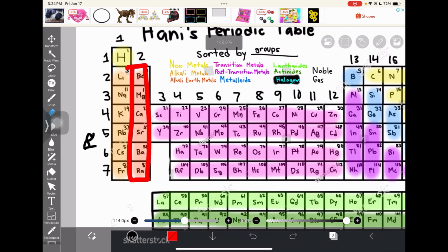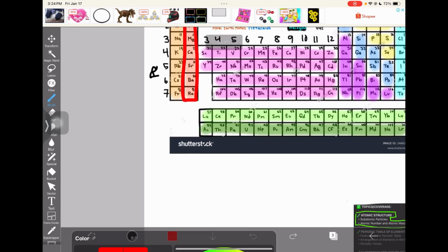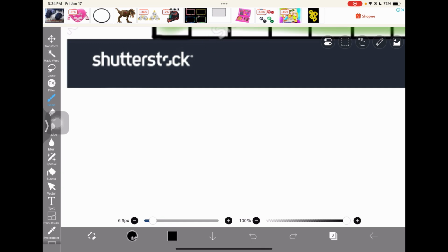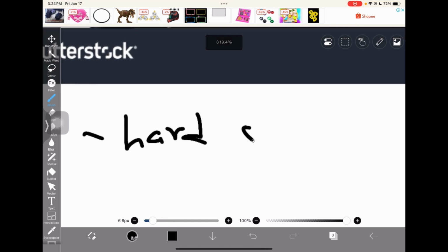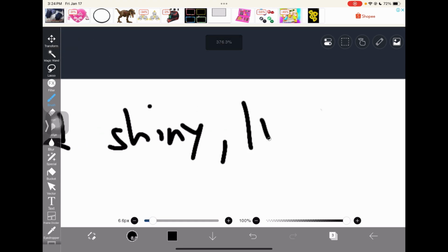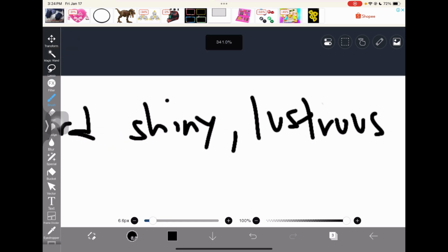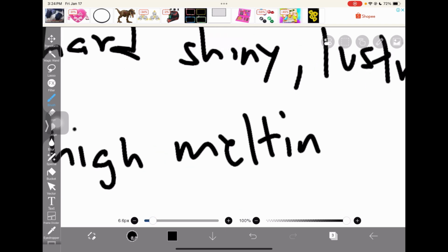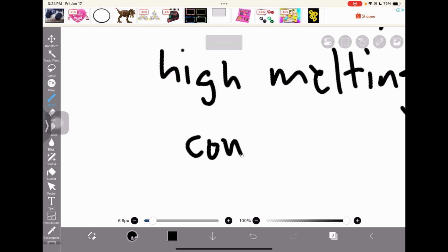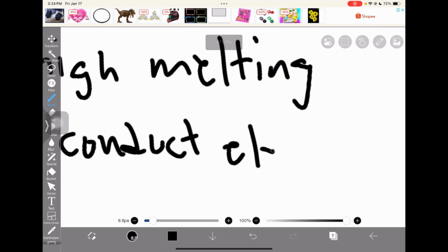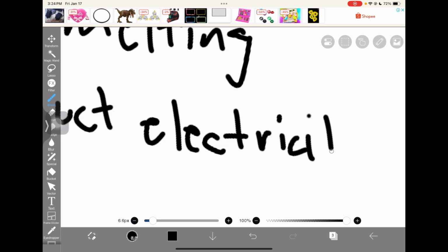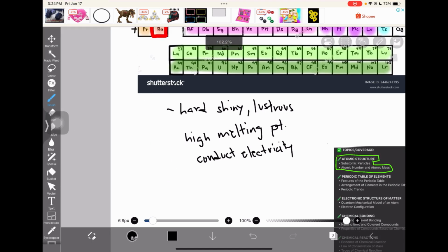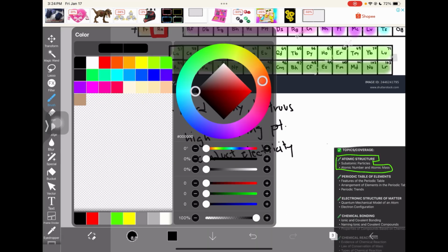But the next one is going to be the biggest group, called the transition metals. And these are the ones that get really confusing later on, so take note of these. These for now are just hard, shiny, and lustrous. And they are high melting point, as well as being able to conduct electricity. So that's what you really need to know. It's very general. It's very much what you expect from a metal.